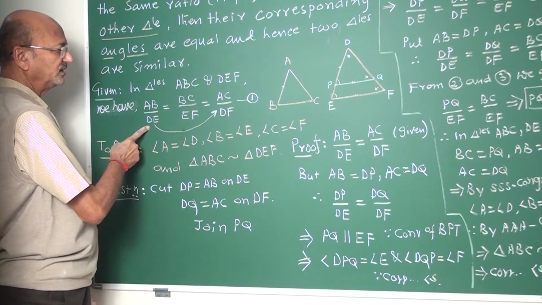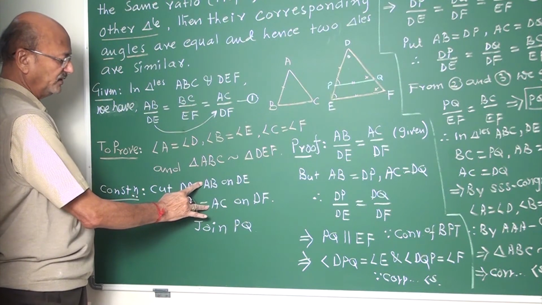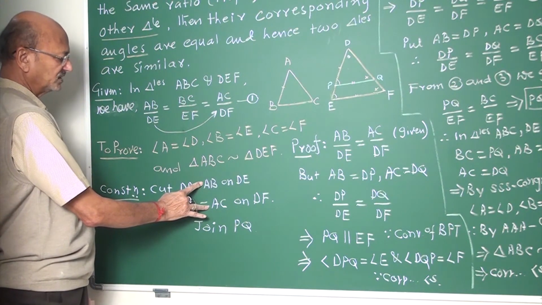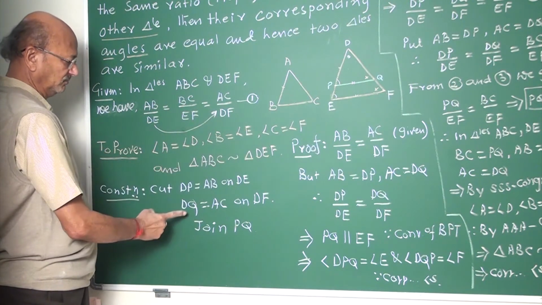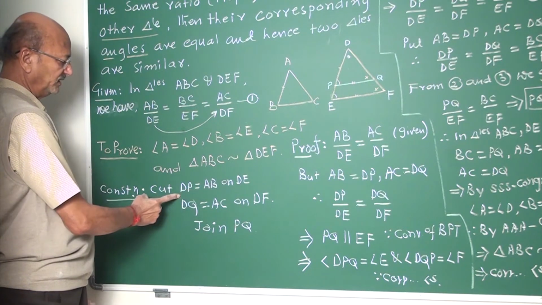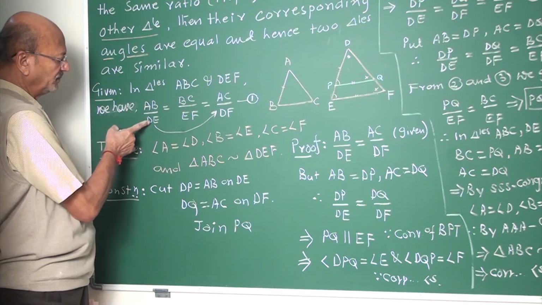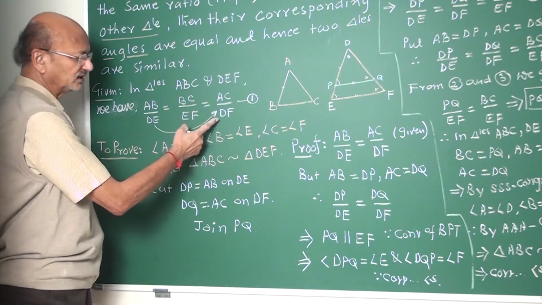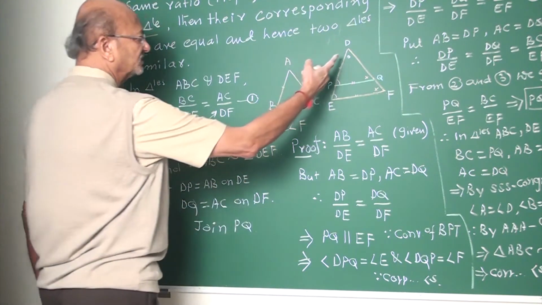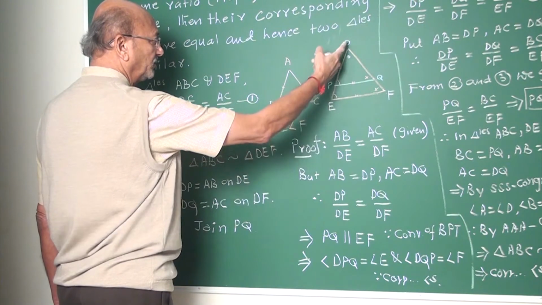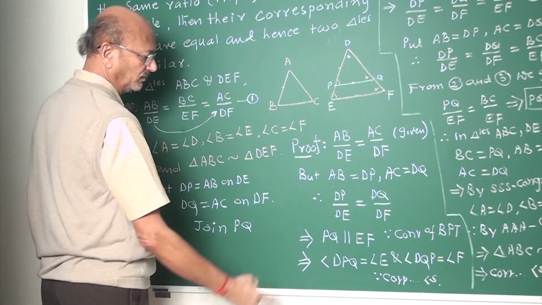We have AB upon DE equal to AC upon DF. Why, my friends? Our construction is with AB and AC, so you take this equal to this, as given. Substitute those values: AB is DP, AC is DQ. This gives DP upon DE equal to DQ upon DF, by the converse of what?